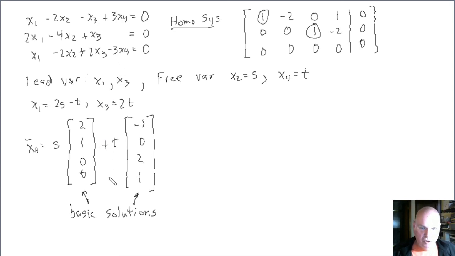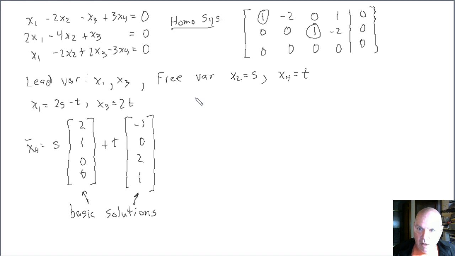There's a basic solution for each free variable, and then a linear combination. This is a linear combination of the basic solutions. It is the homogeneous solution. Basic solutions are not unique. If I multiplied this vector by 2, it would also be a basic solution. It would also satisfy the homogeneous system. Any scalar multiple of a basic solution is also a basic solution.